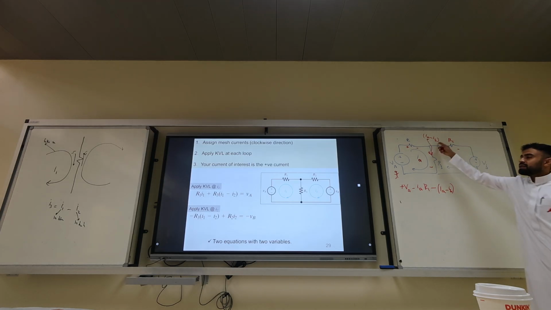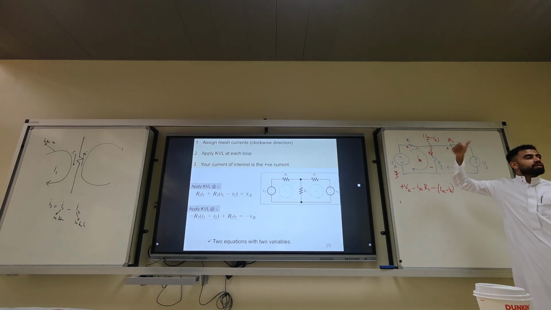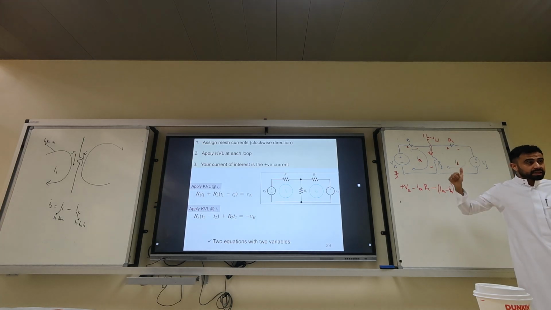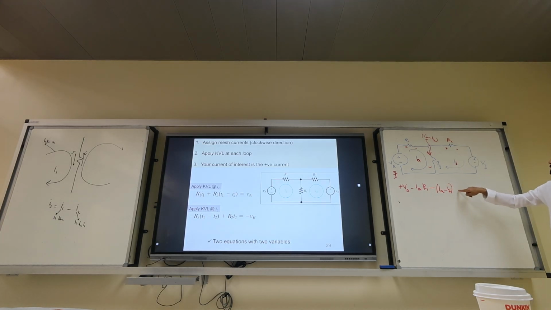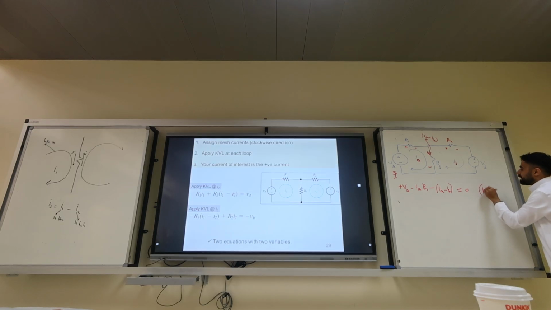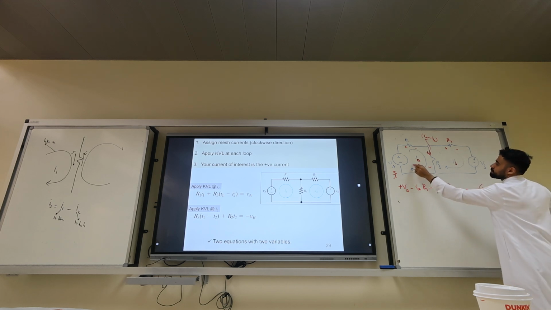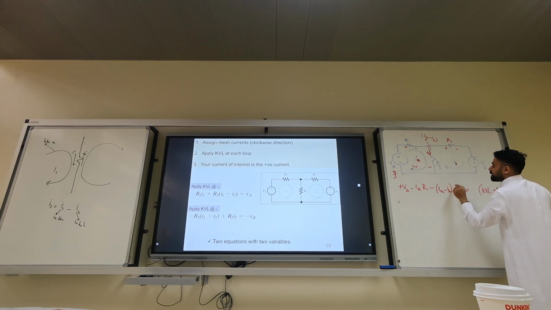So this was in the chapter 1, this was I3. Get it? This plus this plus this equal to 0. So this is KVL, Kirchhoff voltage law, at loop 1. So this is loop 1, okay? Multiplied by R3. You're right, R3.